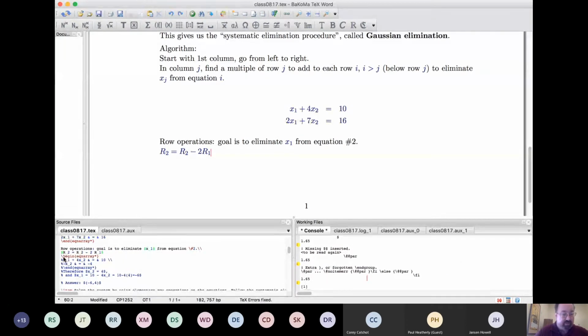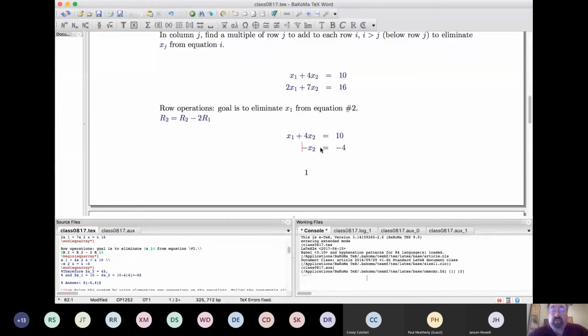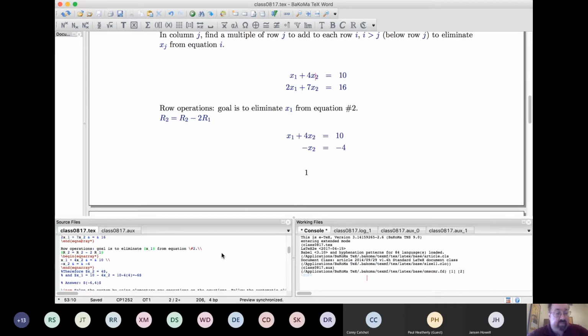We'll see the result of that. Okay. So this is what happens from that elimination procedure. The first row itself is not changed, only the second row has changed. And these terms canceled out. Here I have 7x2 minus twice this, so minus 8x2 gives me minus 1 times x2. And then performing the same operation on the right side gives me minus 4.